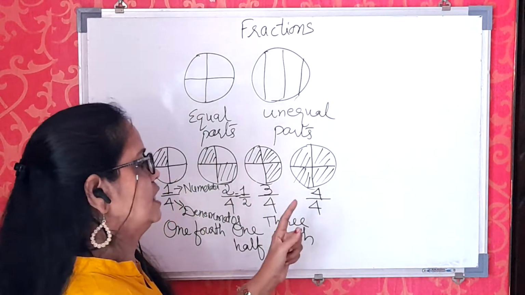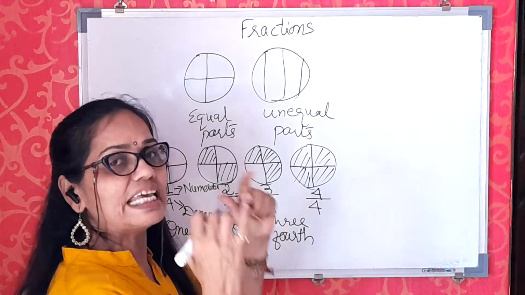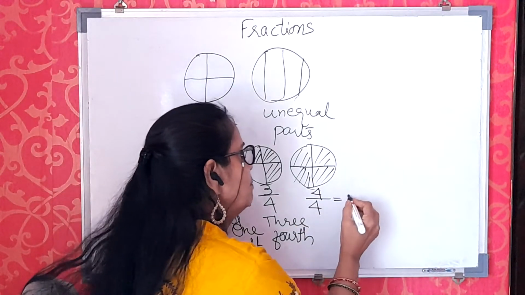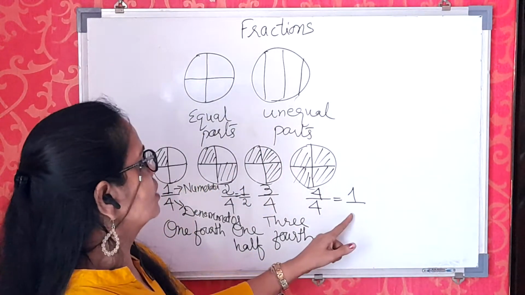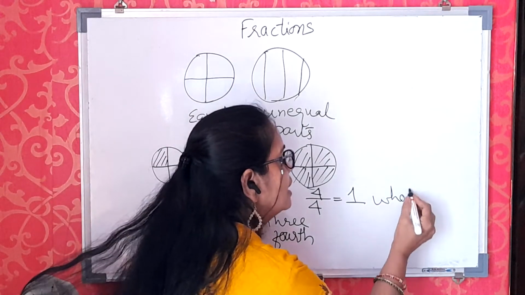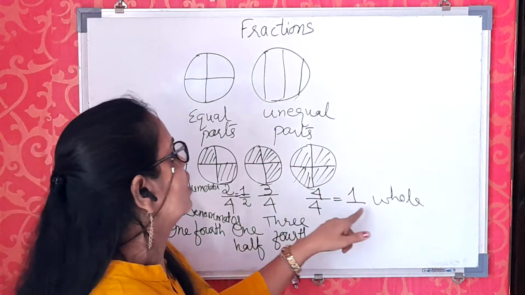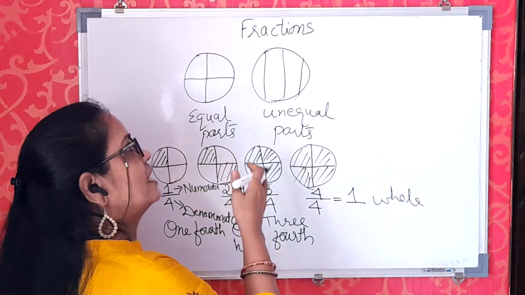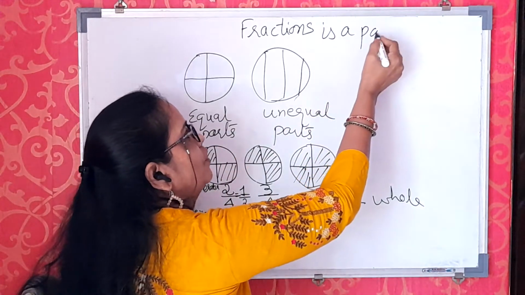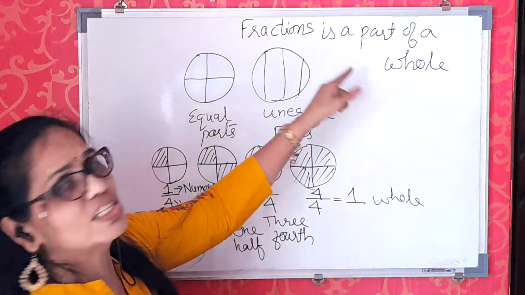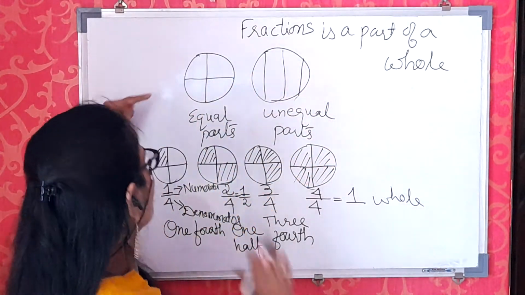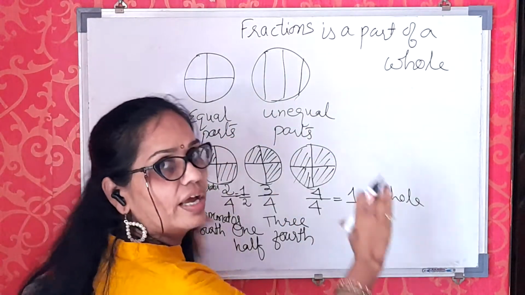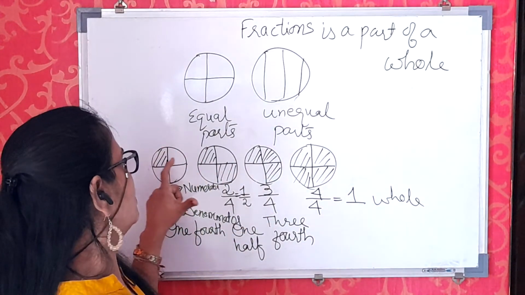Now here focus, children. Here 4 upon 4. When the same numbers are there in the numerator and in the denominator, it becomes 1. So that is called 1 whole. Whole pizza I had, right? 1 entire. So 1 whole. So that means a fraction is a part of a whole. Right? This is the definition of a fraction. So equal parts, focus on that, and a fraction is a part of a whole. Right? So that way you will focus on it.